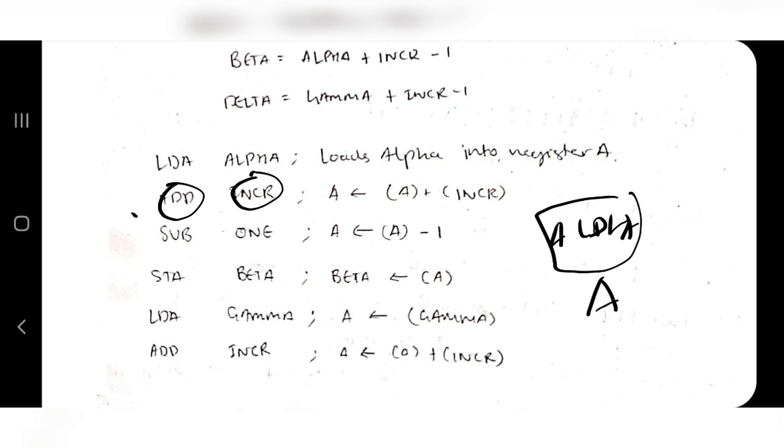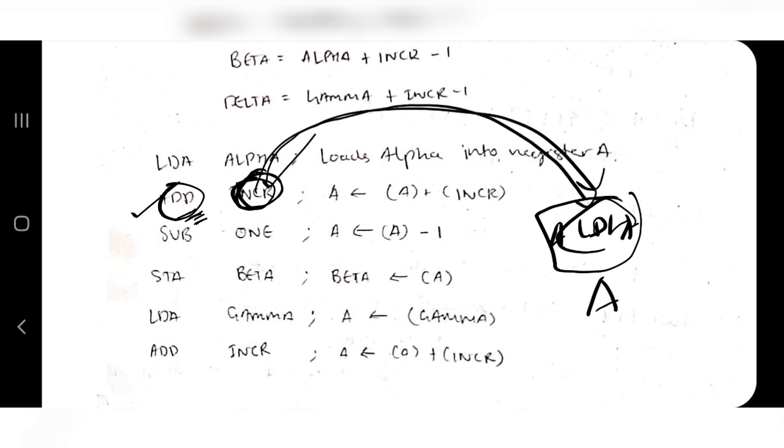As I told you earlier also, if you write add here, what will happen? Increment value, whatever it is, will get added in the register A, right? Because by default arithmetic operations perform the operations on register A. So whatever the value of increment is, that is getting added with alpha and getting stored in there itself.